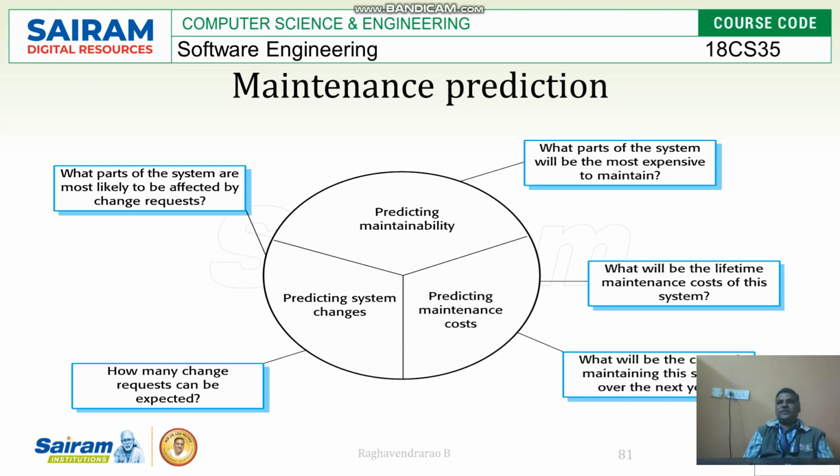Next is your prediction of maintainability. Which are the parts that you want to maintain as a system concern? It is going to be costly, because most of the expenses go into maintenance. That's why the cost is going to increase over there.